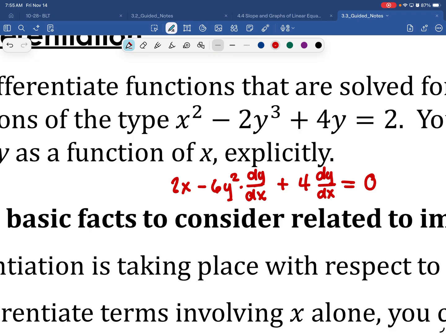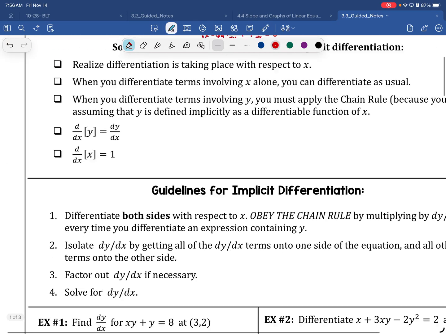And it's really not hard to do. You put all the dy dx's on one side of the equal, everything else on the other side of the equal, and then factor out dy dx. You'll have one dy dx when you do the factoring. I'll show you what I'm talking about.